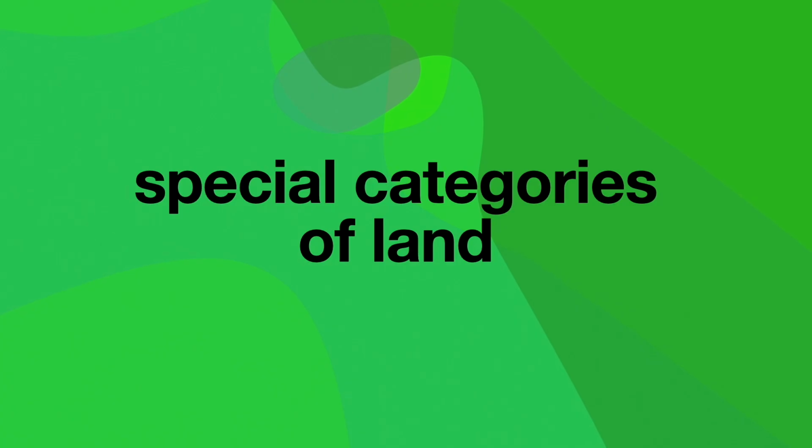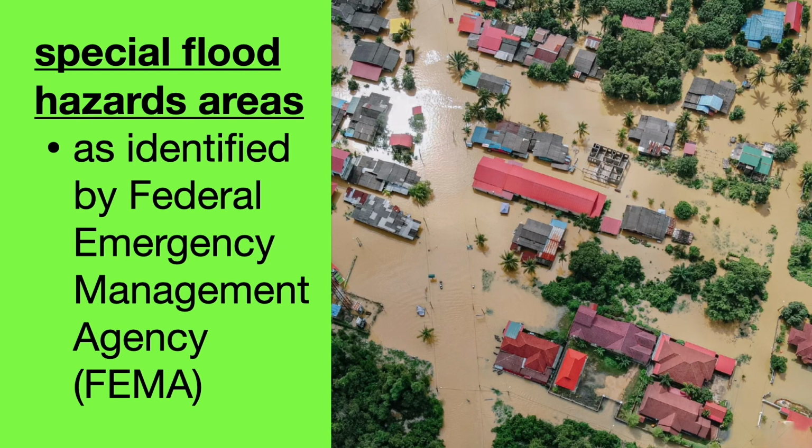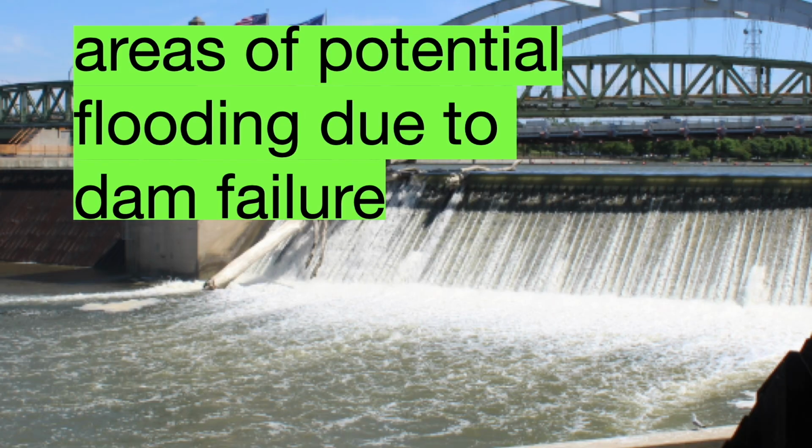Special categories of land. California defines 6 types of land considered natural hazard zones. If the property is located in one of these zones, the transaction requires disclosure of that fact. The 6 natural hazard zones are: Special Flood Hazard Area, as identified by the Federal Emergency Management Agency, FEMA. Area of potential flooding due to dam failure. High Fire Hazard Severity Zone, as identified by local agencies.